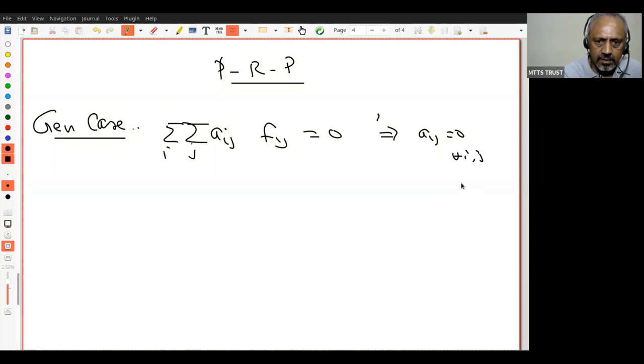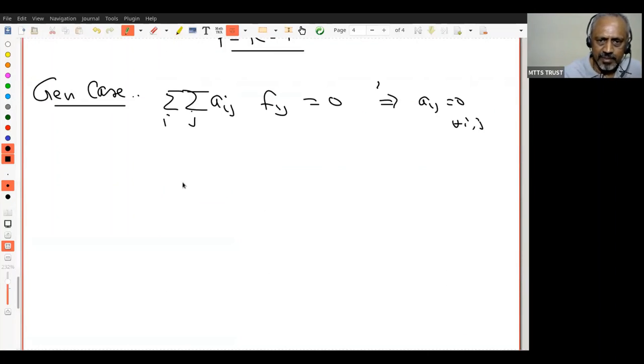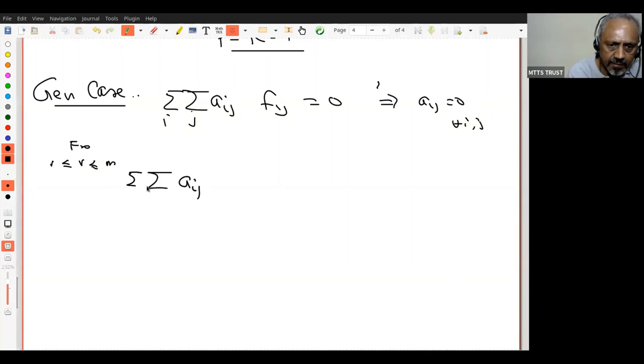Now, do you remember how we proved it? We operated this on V1 and we said all the things which start with F1 something, F1 something, F1 something, then the coefficients are 0. You understand? That's what we are trying to do. Please pay attention. So let me take some fixed r between 1 and m. Therefore, the summation of Aij Fij acting on Vr is 0. Now, as I did earlier, notice that Fij acting on Vr is nonzero only when i equals r.